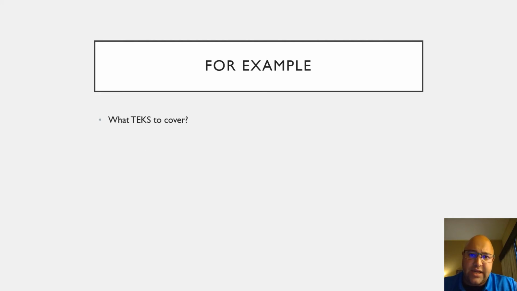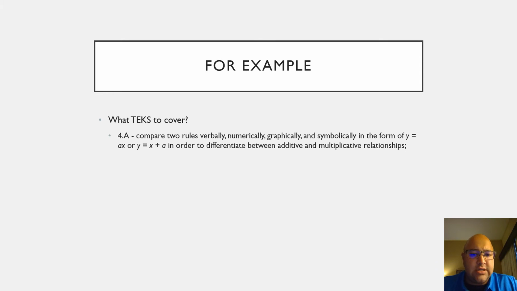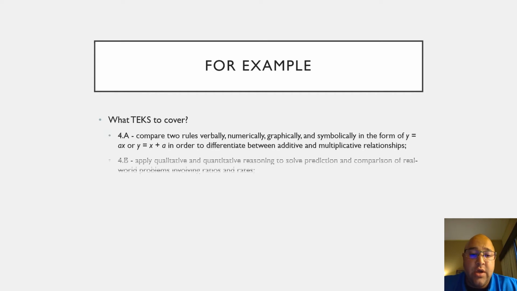What TEKS to cover? I picked 4A, which is a readiness standard. It's to compare two rules verbally, numerically, graphically, and symbolically in the form of y equals a times x or y equals x plus a in order to differentiate between additive and multiplicative relationships. That's a readiness standard. And then we have 4B, which is a supporting standard: apply qualitative and quantitative reasoning to solve prediction and comparison of real-world problems involving ratios and rates.